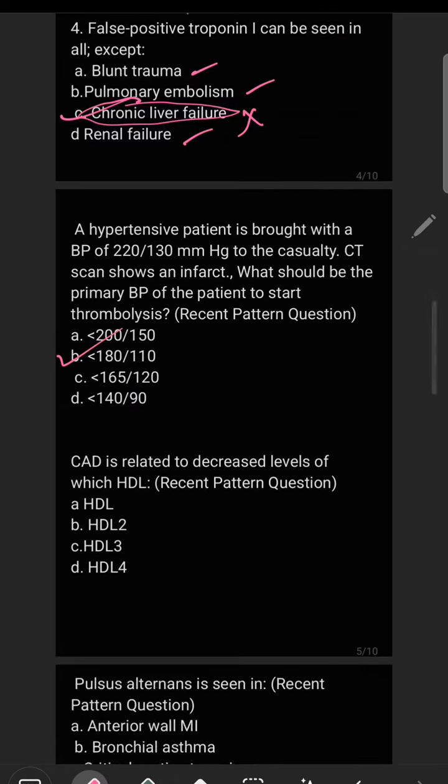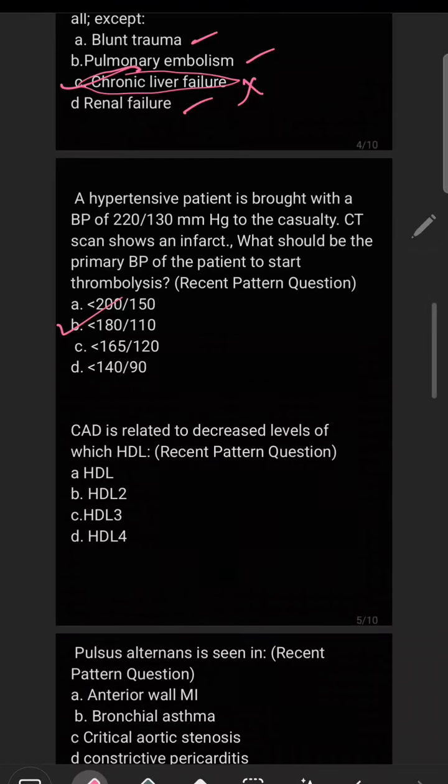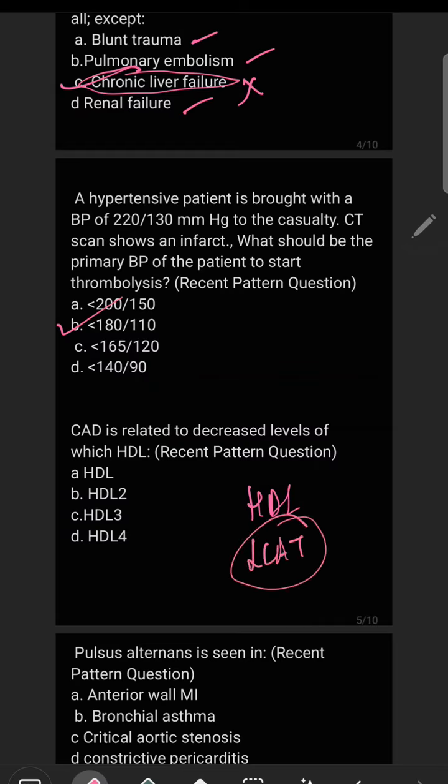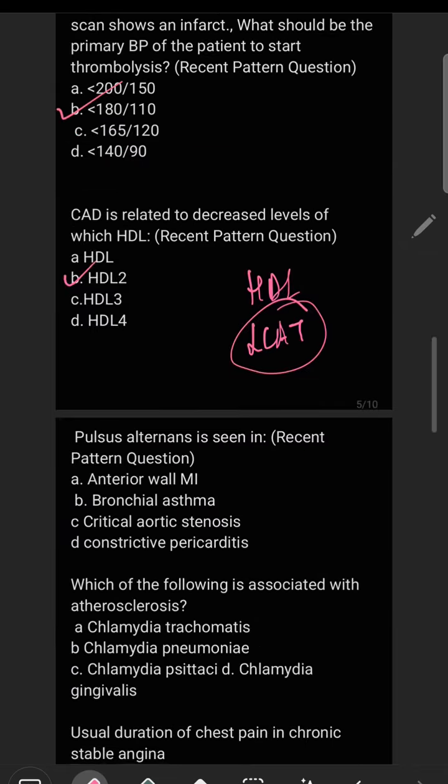CAD is related to decreased levels of which one? HDL. We all know that HDL is associated with reverse cholesterol transport with the help of a very important enzyme, the LCAT enzyme. Both HDL2 and HDL3 are involved, but the most common is HDL2. Pulsus alternans is seen in anterior wall MI, bronchial asthma, critical aortic stenosis, constrictive pericarditis. So it's anterior wall MI.